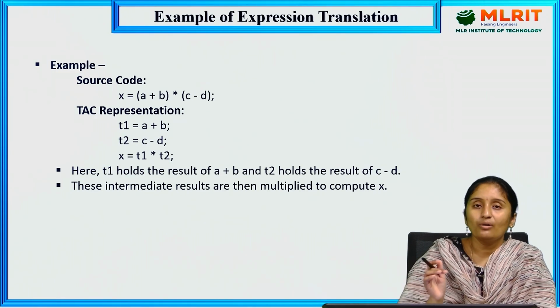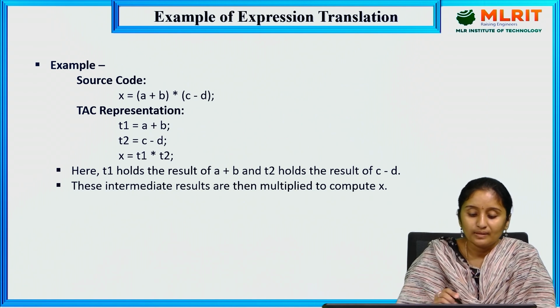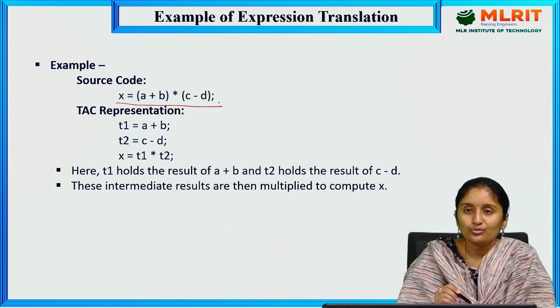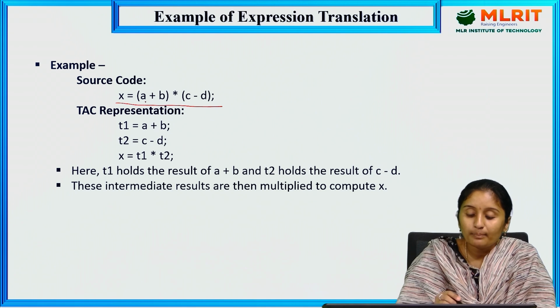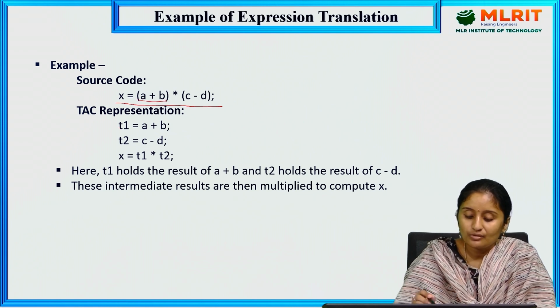So first, how are we going to translate? Example of expression translation: X equal to A plus B into C minus D. Here, parentheses have the highest priority. So first eliminate the parentheses, then go for the operator precedence rule. See here, A plus B. So what I am having here is T1 equal to A plus B.